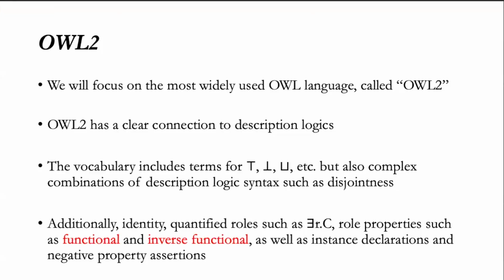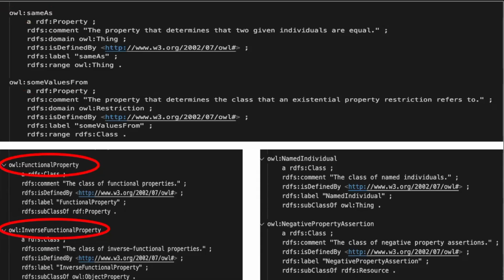You also have role constraints like functional, inverse functional, transitivity, symmetry. For example, functional properties, very helpfully described as the class of functional properties. Inverse functional, similarly helpful description. What does functionality mean? Functionality just means if X is related to Y and X is related to Z, then Y and Z are the same thing. Inverse functional is the other direction. If X is related to Y and Z is related to Y, then Z and X are the same thing.